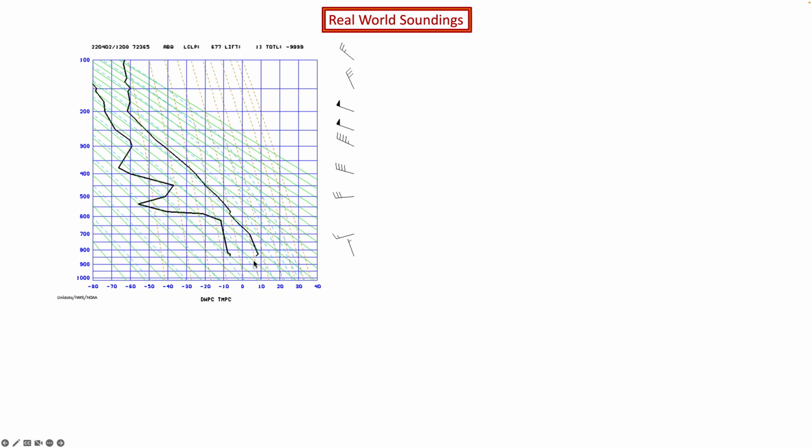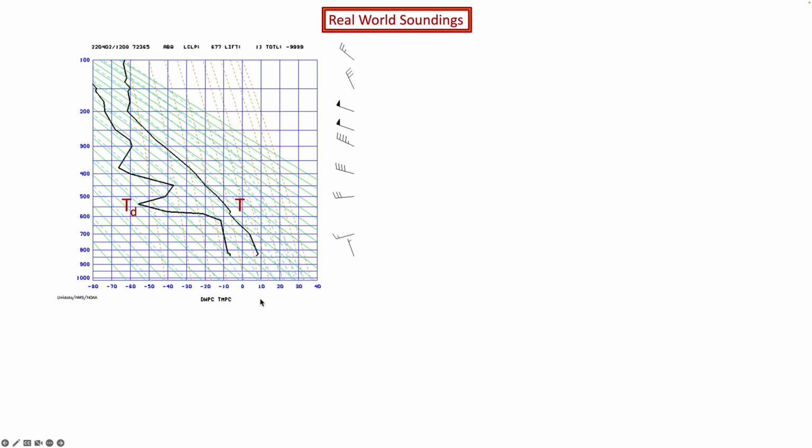But what I do want to focus on is what we see in these Stuve diagrams. You can see we have two black curves. The right-hand curve is our vertical temperature profile as we go up through the atmosphere at this given location. And the left-hand curve is our vertical dew point temperature profile. This location is Albuquerque, New Mexico, and this Stuve diagram resulted from measurements from a radiosonde on the 2nd of April of 2022 at 12Z.